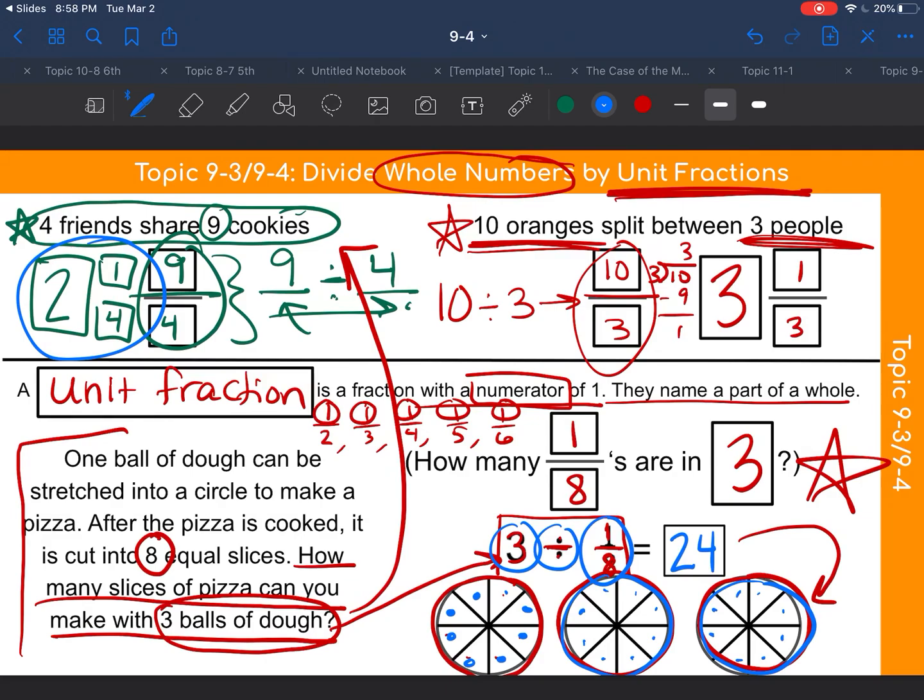We had 3 wholes, 3 balls of dough, 3 pizzas. Each pizza was split into eighths, so we can get a total of 24 equal slices from 3 balls of dough. All right, so that's how you would model that one. You would draw out 3 wholes, split each whole into eighths because we're dividing by 1/8, and you would count how many eighths there are in 3.